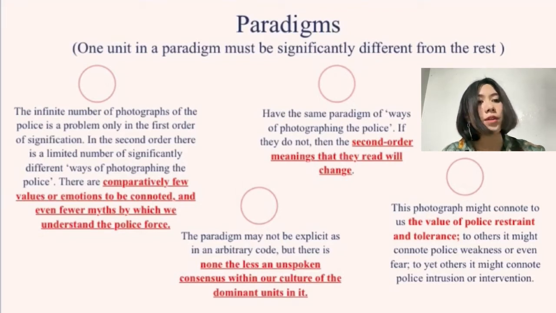Third one, do they have the same paradigm of ways of photographing the police? If they do not, then the second order meanings that they read will change. The fourth one, this photograph might connote to us the value of police restraint and tolerance. To others, it might connote police weakness or even fear. To yet others, it might connote police instructions or information.